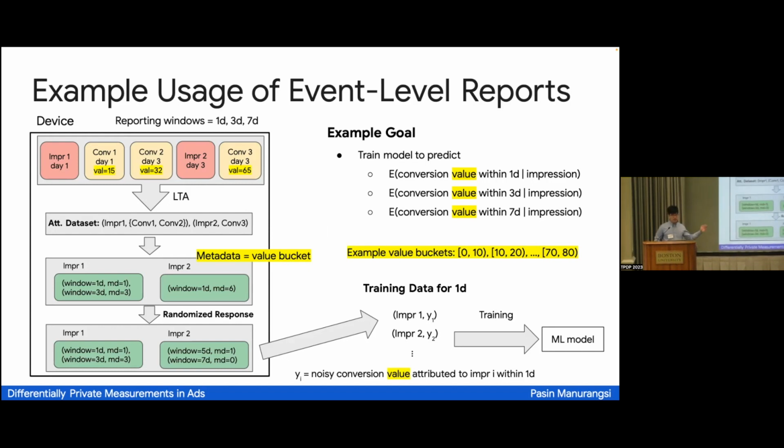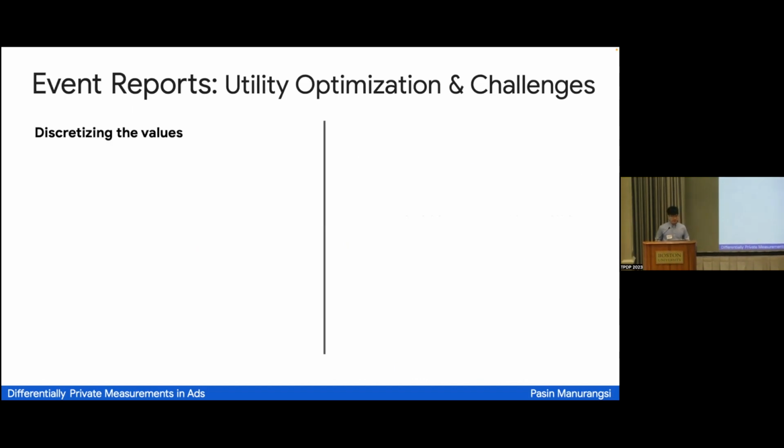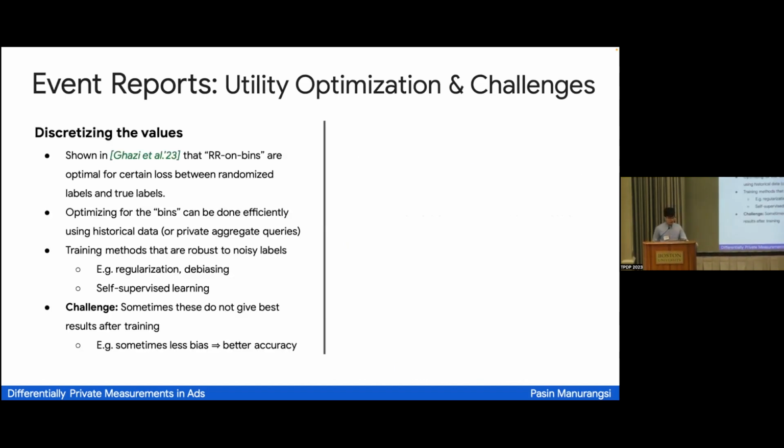Okay, so those are the very high level ideas of the event level API. Some of the challenges include the fact that it's hard to relate the randomized response directly to the performance of the model that you get at the end. So it would be nice if we can understand this relationship better.